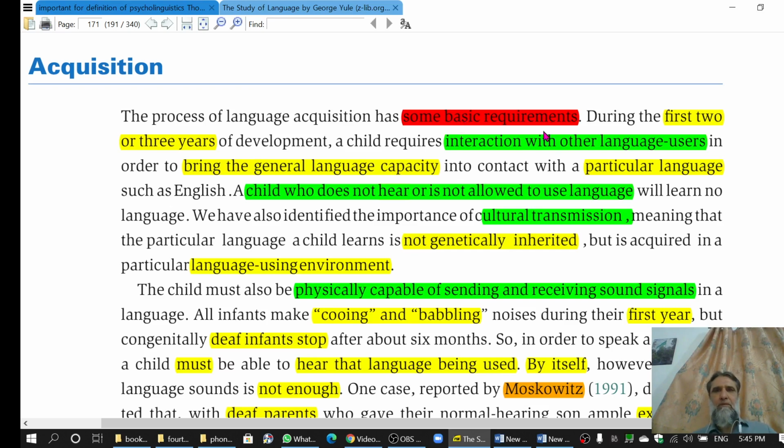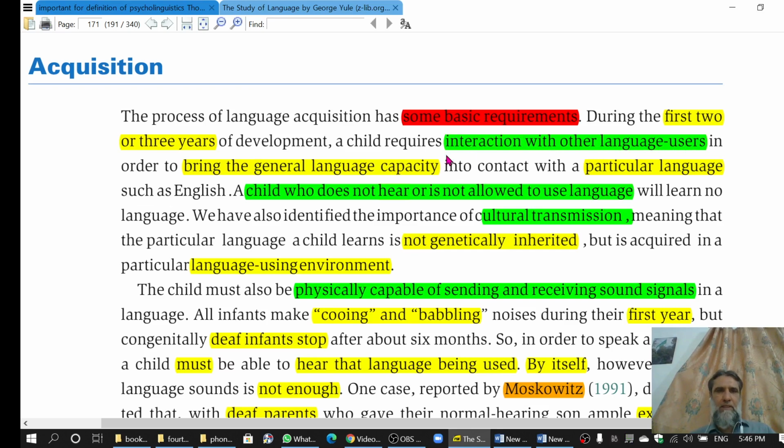So the first basic requirement for acquiring the first language is this one: the interaction with other language users. This child who is learning the language must interact, must have a conversation, meaningful conversation with the other language users. For example, if someone is born in circumstances where Urdu is spoken as a first language, then around him there would be people who interact or who have conversation in that language. So the language users there would speak Urdu.